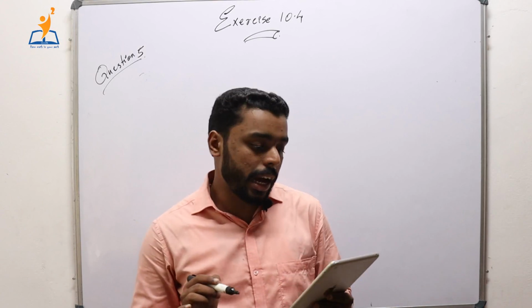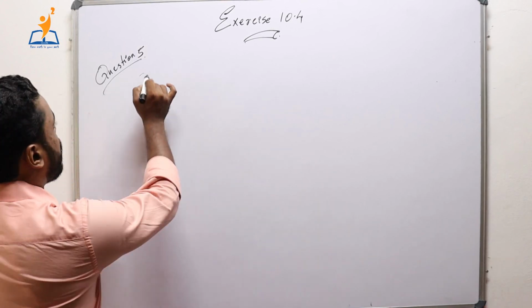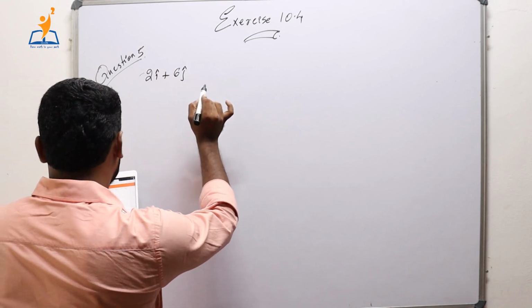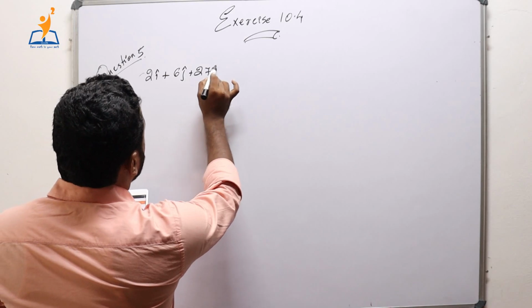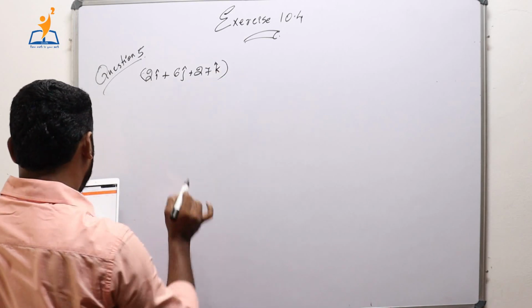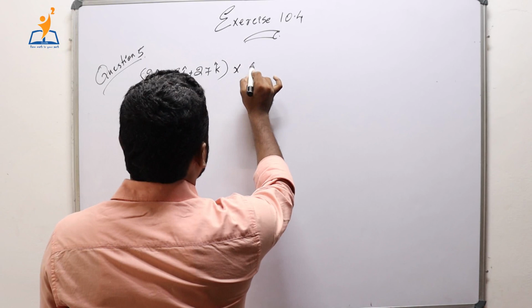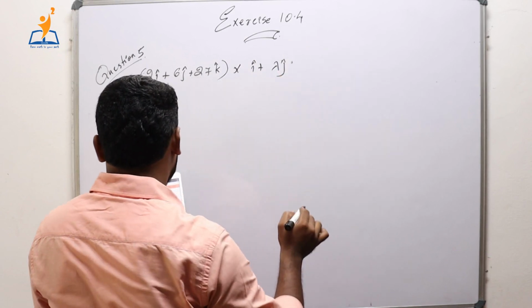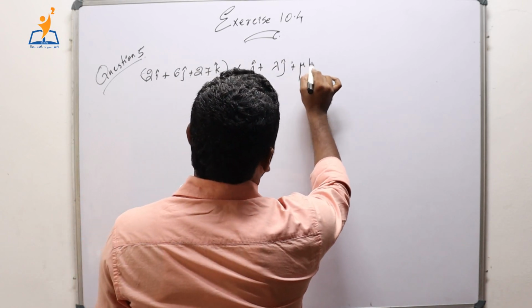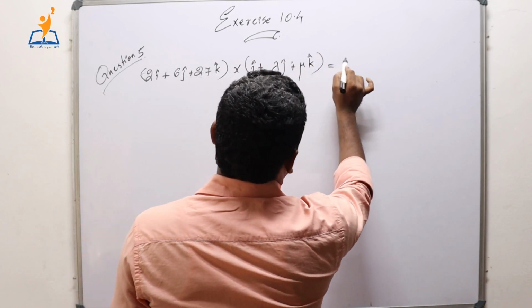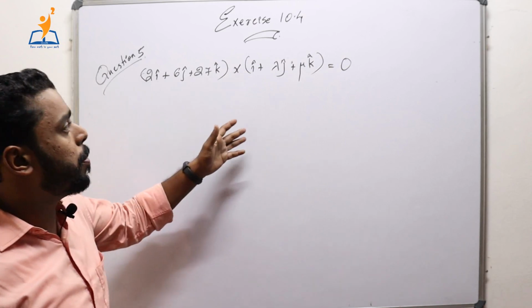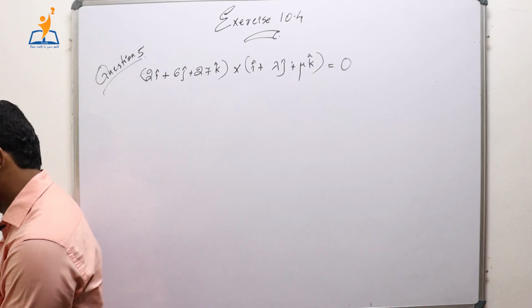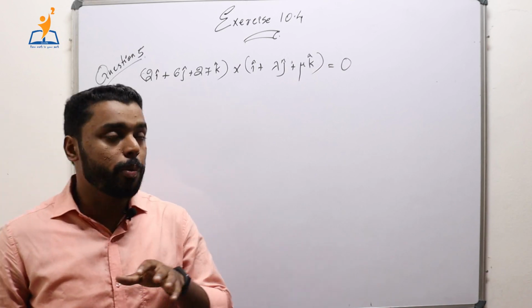Find lambda and mu if we have (2 I cap plus 6 J cap plus 27 K cap) cross (I cap plus lambda J cap plus mu K cap) is equal to 0. We are asked to find lambda and mu if this cross product is equal to 0. It is very simple. We can directly apply the formula for cross product.